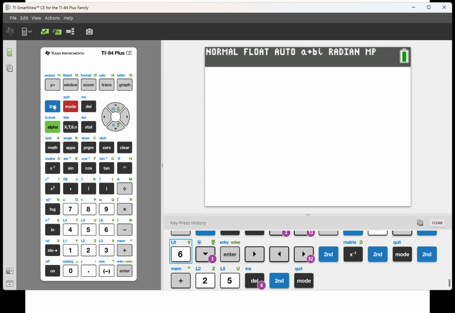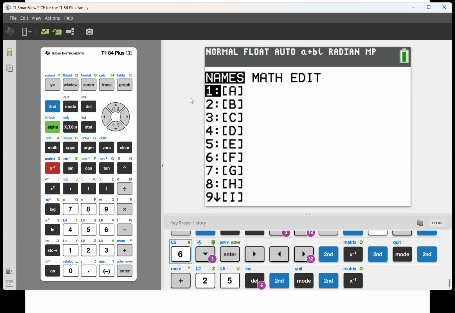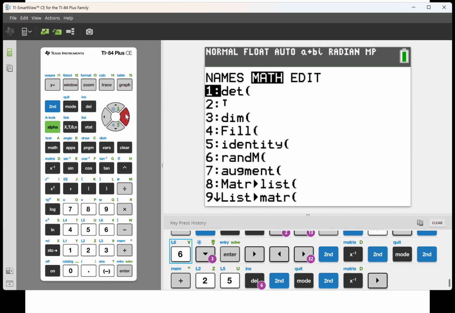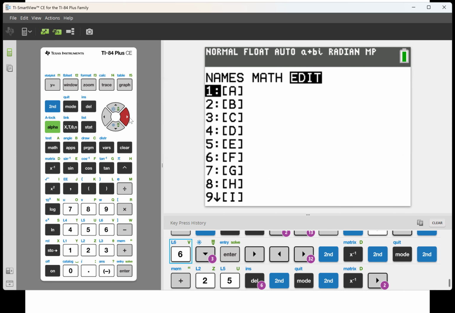Okay, I'm going to go back to my matrix menu. Second inverse, that's my matrix menu. The first column in the matrix menu is just a list of matrices you've inputted. The second column we are not going to deal with in this course at all. It's the math menu. And then the third menu is where we're going to put in our tables. So we're going to enter our tables into our calculators using matrix edit.